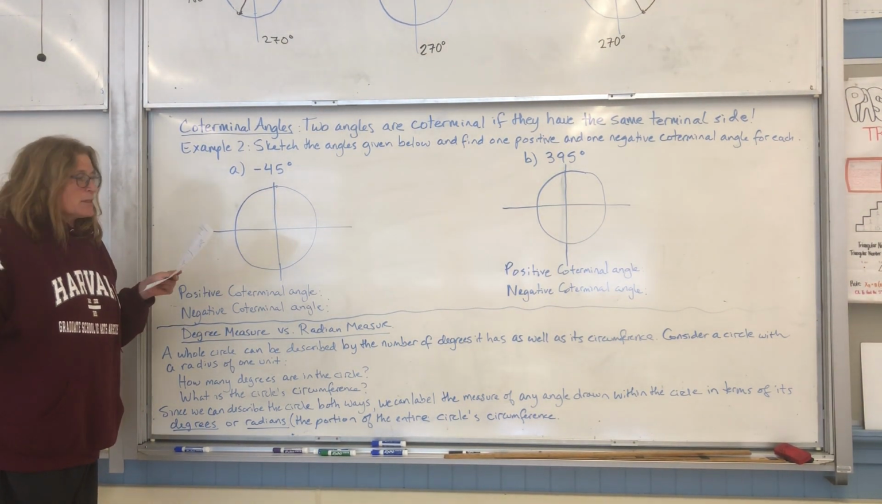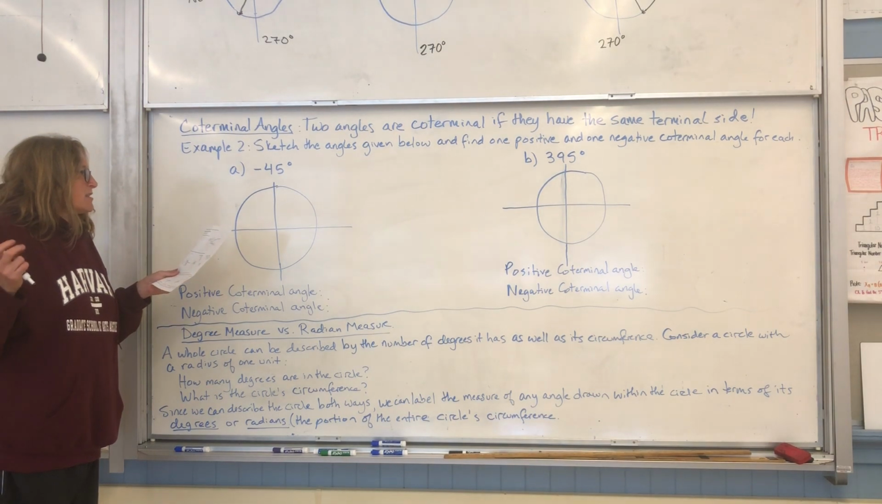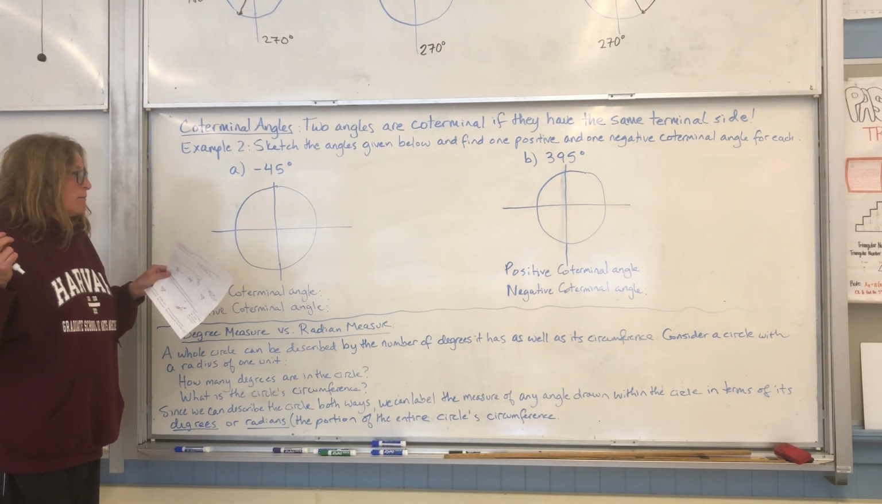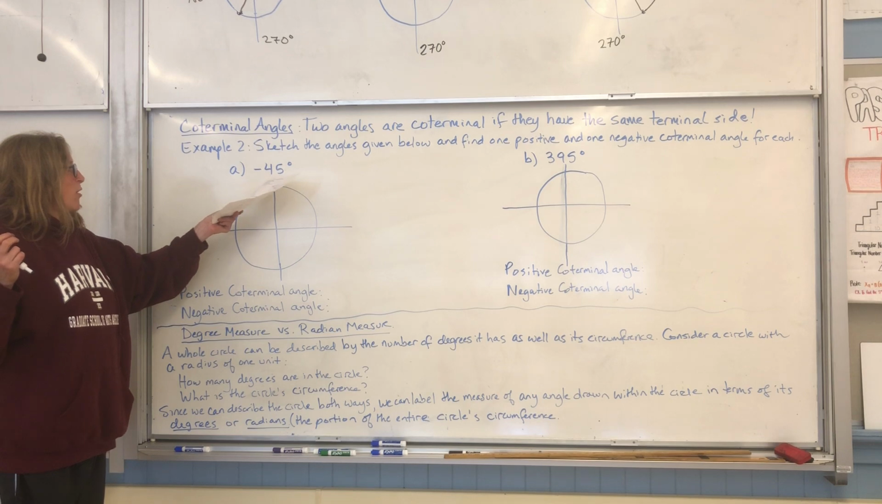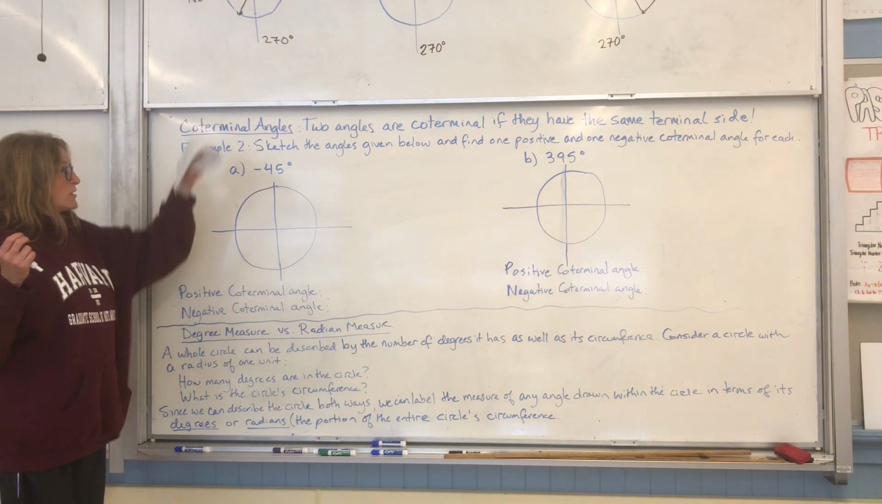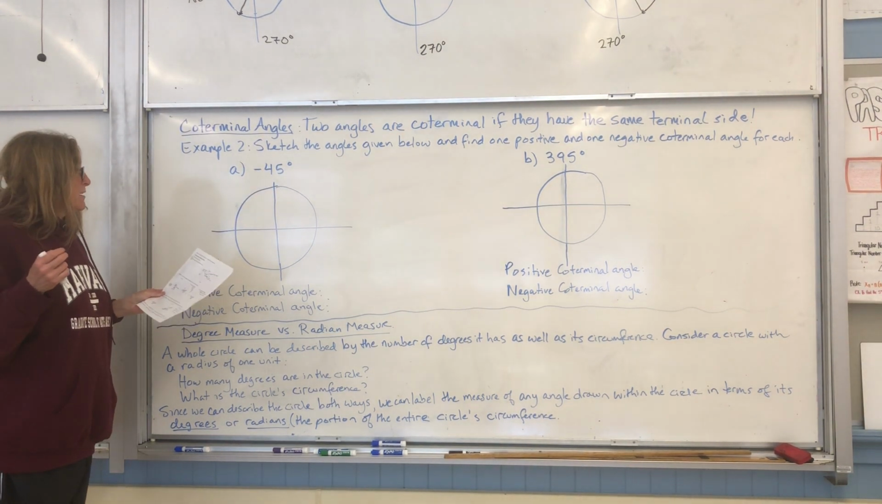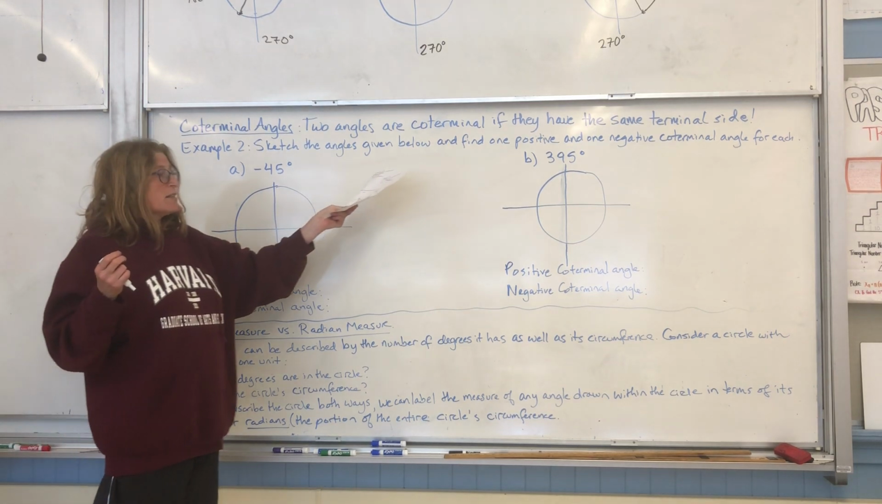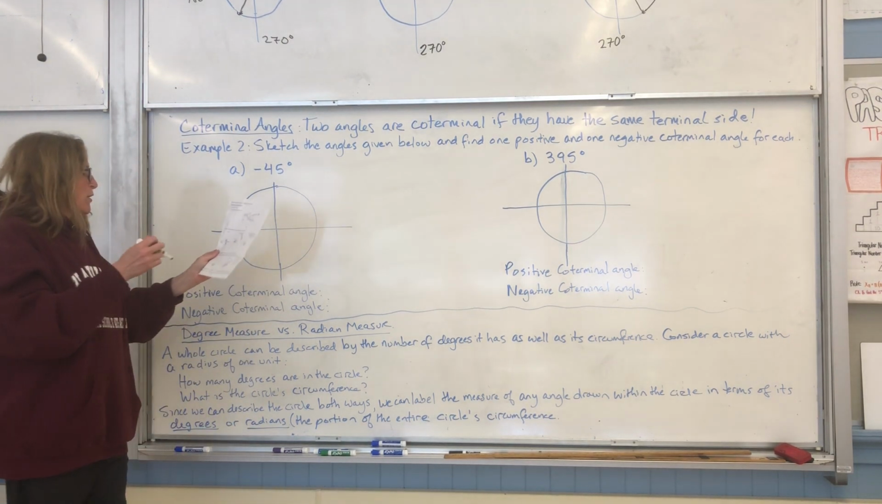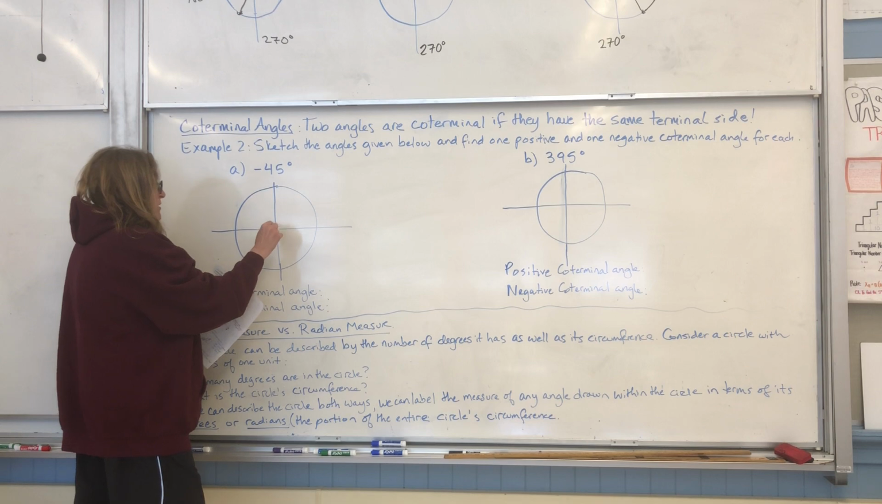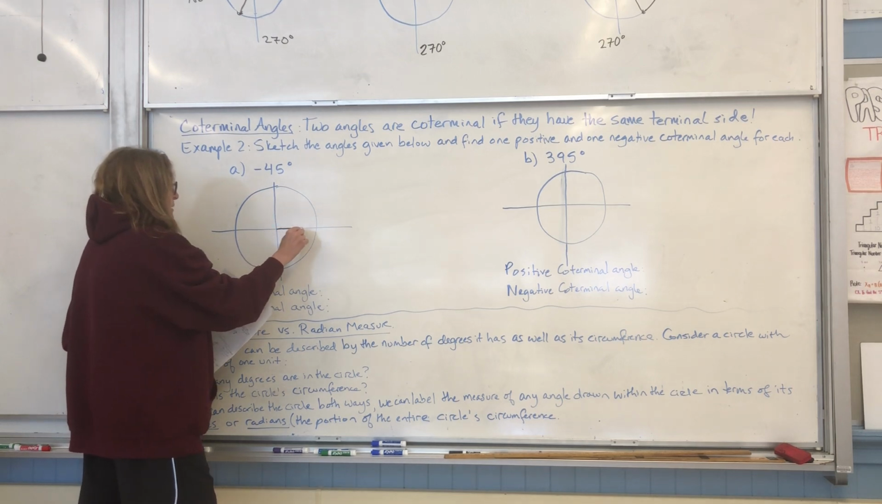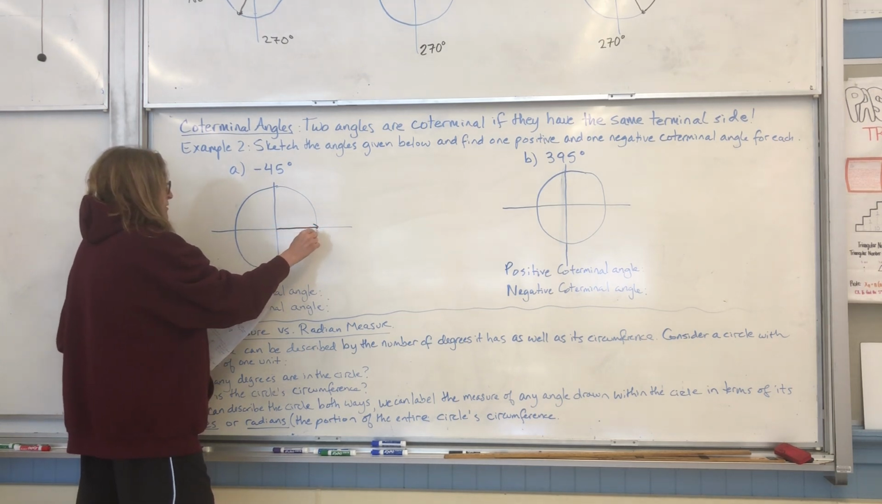So that all probably sounds like mumbo jumbo. Let's actually do a problem. So we're going to practice our drawing, we're going to sketch the angle just like we did up in example 1, and then we're going to find one positive and one negative coterminal angle. So this is negative 45 degrees. So that means I'm going to go down this way, right? And that'll be negative 45 degrees.